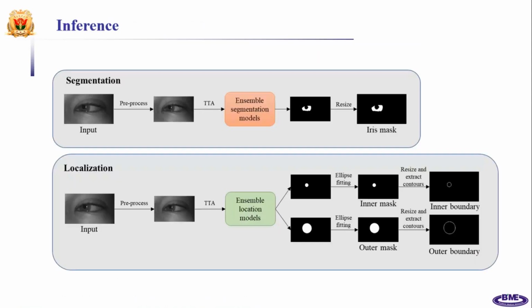This is the inference pipeline of segmentation and localization. We use both the TTA and the model ensembling tricks. For localization, we use ellipse fitting and contour abstraction post-processing additionally.